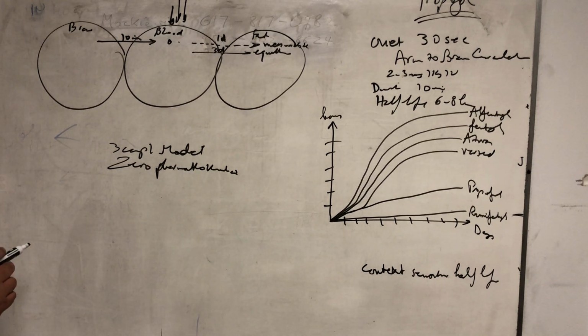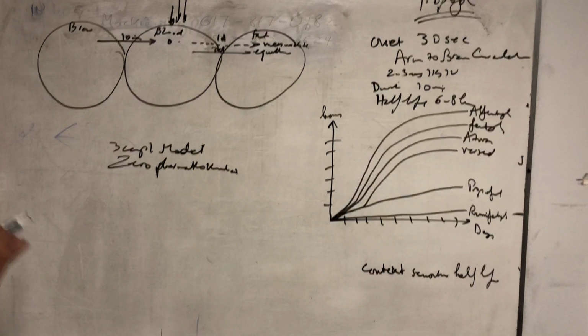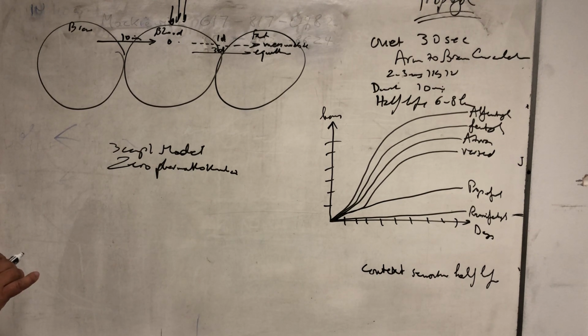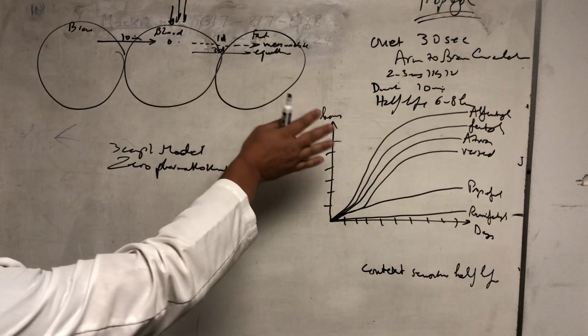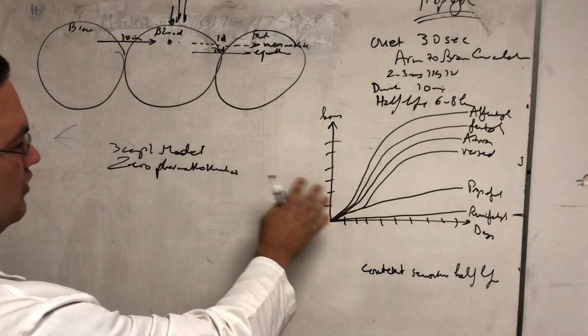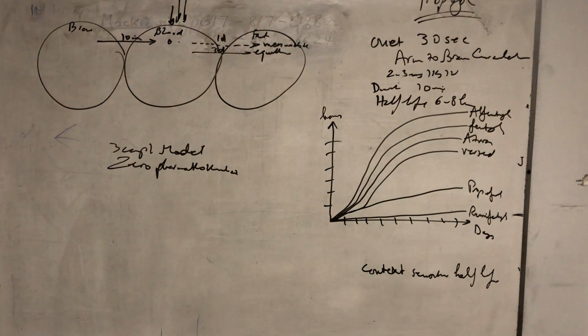So we're going to talk now about the 4 techniques that we use to interrupt sedation or wean sedation. Number one, we're going to do this based on the zero-order pharmacokinetics, the 3-compartment model, and also the context-sensitive half-life.